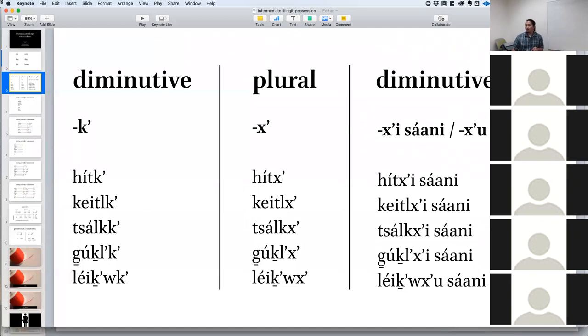The ones that have meaning: you can make things small. The way you make things small is by putting this sound at the end. So how would we translate hit? Small house. Small house. Dog, little dog. Such. Do we know what such is?